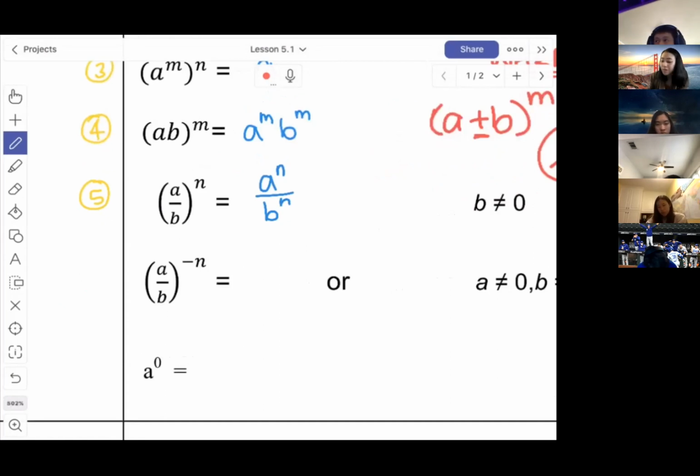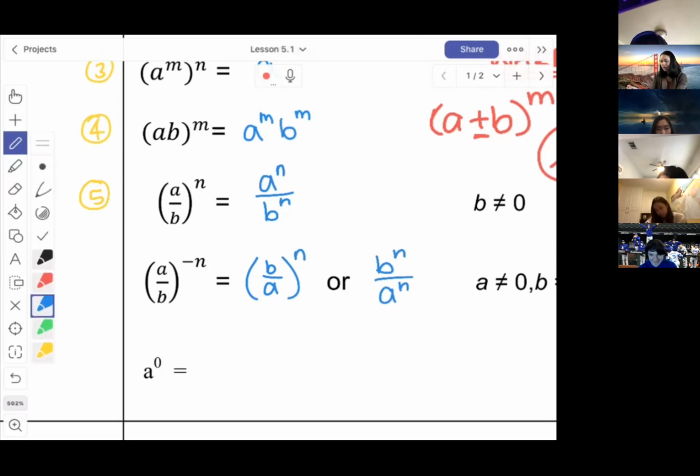Okay. Next one. Whenever you guys have negative exponents, to simplify, you have to make it positive. So to make it positive, you do the reciprocal. Okay? To make a negative exponent positive, you do the reciprocal. And so that's b to the n over a to the n. All right, we'll call that property number 6.